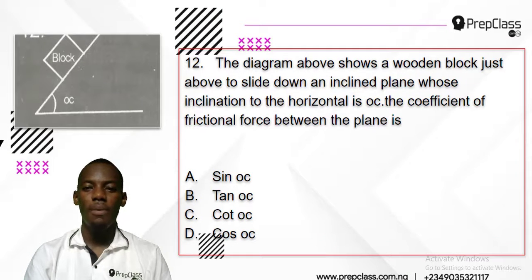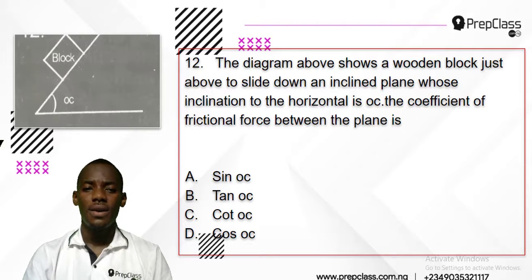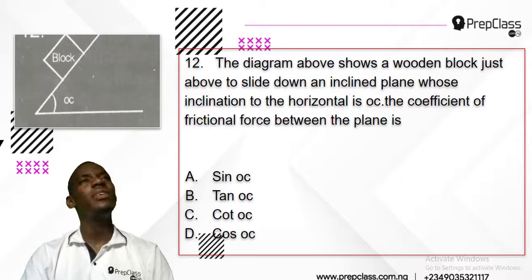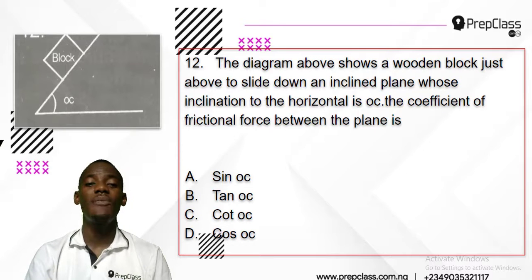Number 12 says the diagram above shows a wooden block just about to slide down an inclined plane whose inclination to the horizontal is a given angle. The coefficient of frictional force between the block and the plane is what? Now, when you hear the word coefficient of friction, what would you do? The word coefficient of friction has a formula. Now, this is not a calculation. It's just to test if you know what is called coefficient of friction. Which of them do you think is used for finding coefficient of friction?